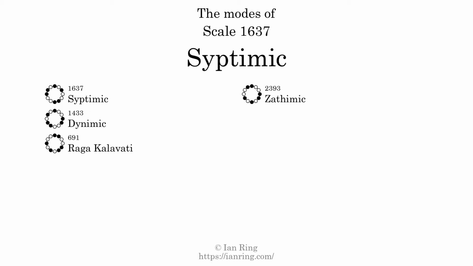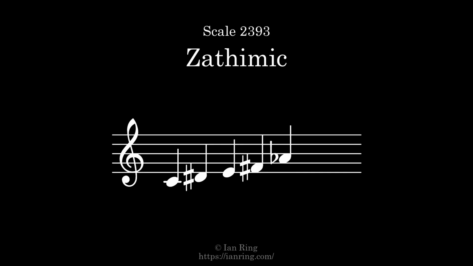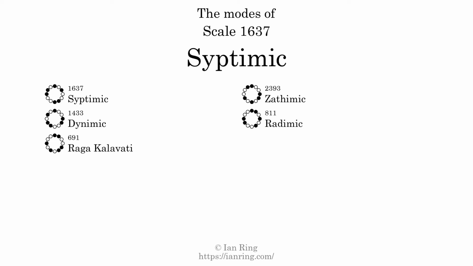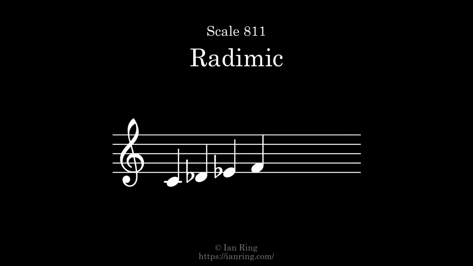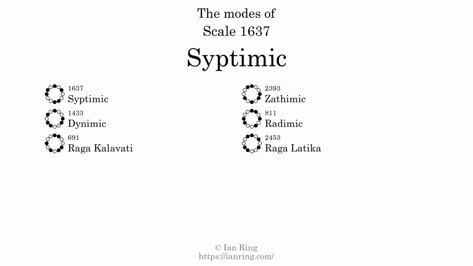The fourth mode is scale 2393, also known as Septimic. It sounds like this. The fifth mode is scale 811, also known as rhythmic. It sounds like this. The sixth and last mode is scale 2453. Also known as raga latika. It sounds like this.